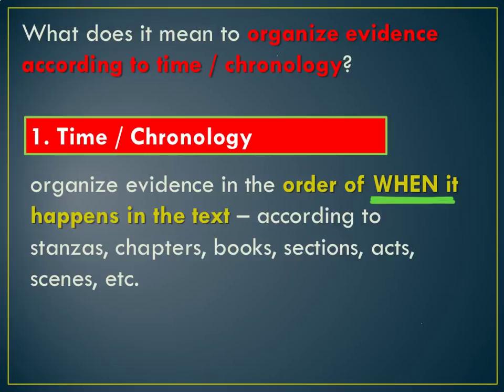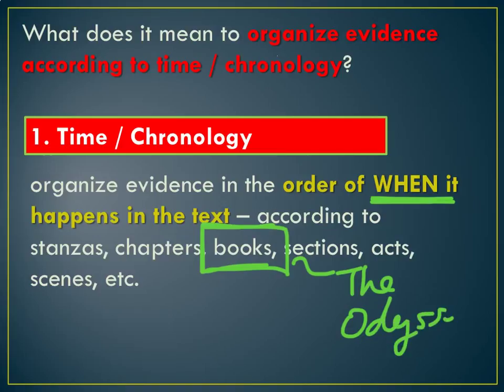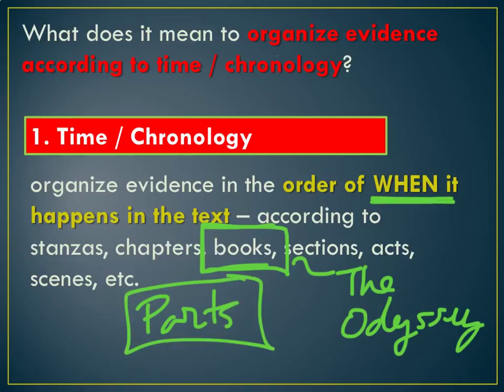So in other words, you're going to organize it according to stanzas, maybe if it's a poem, chapters if it's a novel, books, sections, acts if it's a play. In our case, you have a couple of options. You can organize your examples according to the books, in this case of the Odyssey. Another option is that you can organize your examples according to the parts of the Odyssey, for example, the Telemachy, the Revenge, etc. So chronology is just simply when did your examples occur in the text. You can group them into paragraphs according to that.